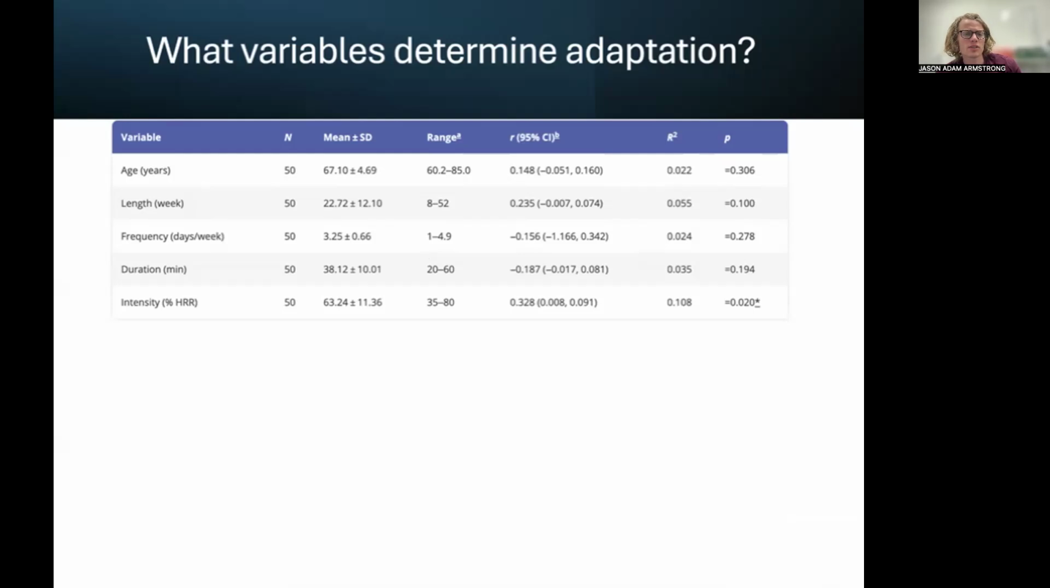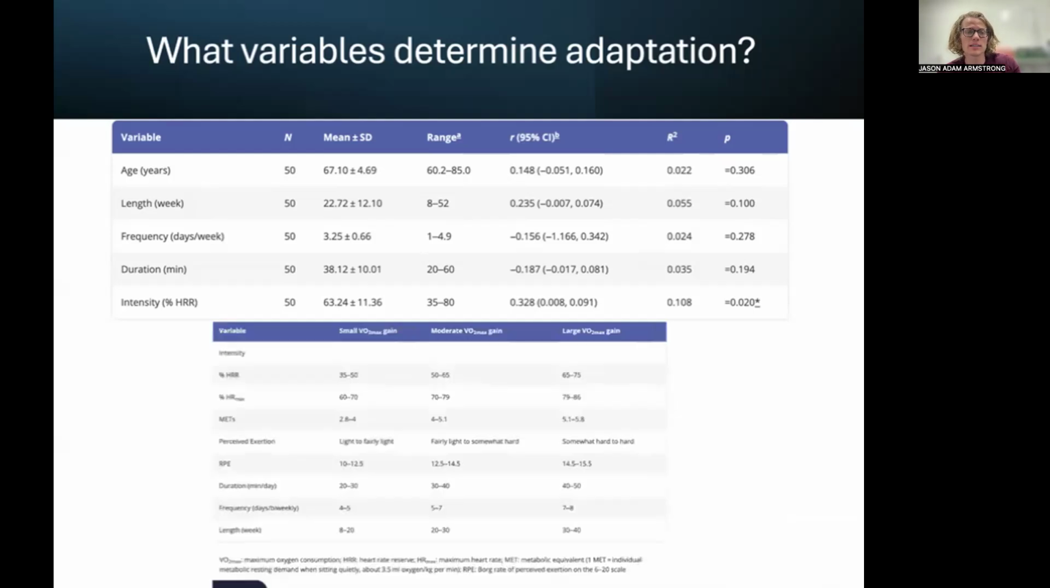And then intensity showed a positive association. So of the variables listed here, length of time, so not time of an individual exercise session but length of an intervention, is that consistency piece that I said was really important. Consistency seems to be pretty important, and intensity seems to be pretty important in terms of improving VO2 max, whereas frequency and duration don't seem to be quite as critical, at least in an older population.